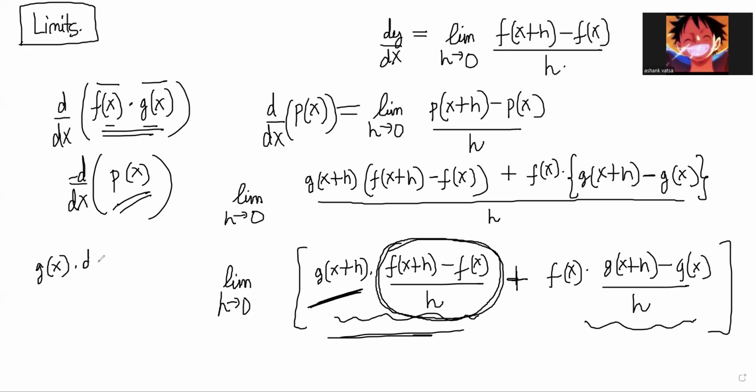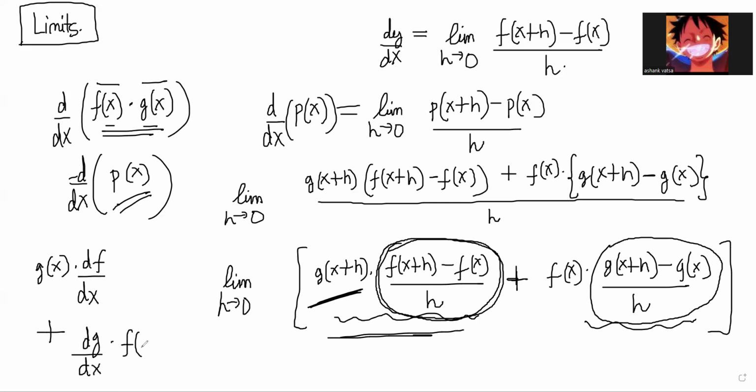Yeah. And this is d of f by dx plus dg by dx, and with it is f of x, right? Yeah. So now we have proved our statement basically. Do you understand that the proof has come? Yes, sir. So the proof actually is the limit method, you have to prove it.